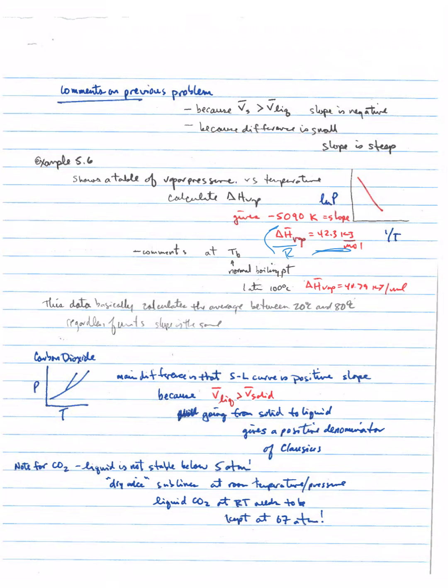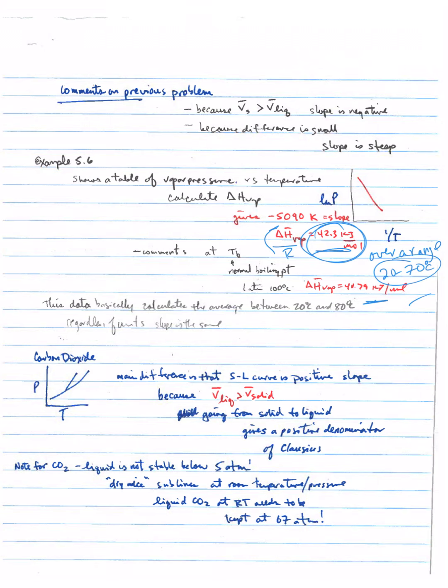The comment here is that the measured delta H of vaporization at 100 degrees is 40.79, which ends up telling you that over the range, this was over a range. I'm not sure why the book said 20 degrees to 80 degrees. The data that I'm looking at goes from 20 to 70 degrees. The point of that is that this calculated value of delta H is awful close to the measured value at 100 degrees Celsius. So over that range, delta H of vaporization is roughly the same.